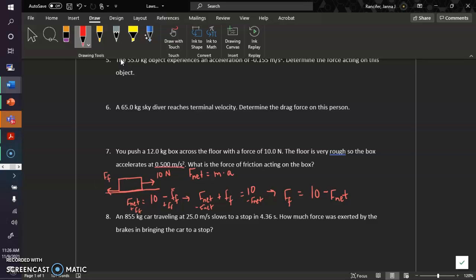So let's calculate F net, and then we can get our force of friction. F net is mass times the overall acceleration of the object. The object has a mass of 12 kilograms times an acceleration of 0.500 meters per second squared. The net force is 12 times 0.5, which is 6. 6 newtons is the F net. So I can plug this 6 newtons in. 10 minus 6 newtons, the force of friction, is 4 newtons.